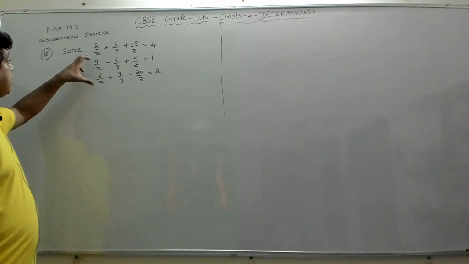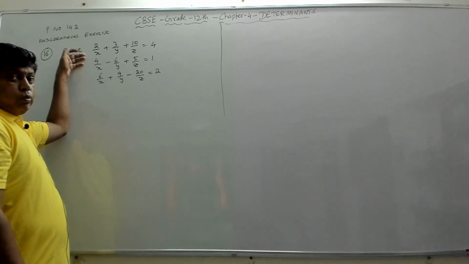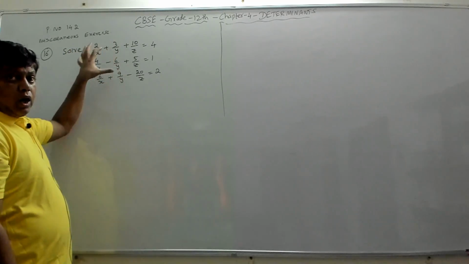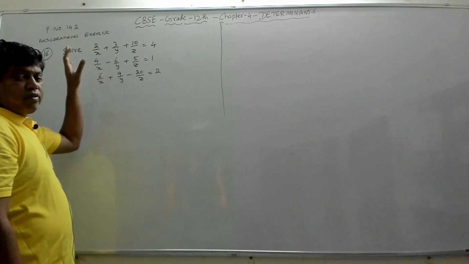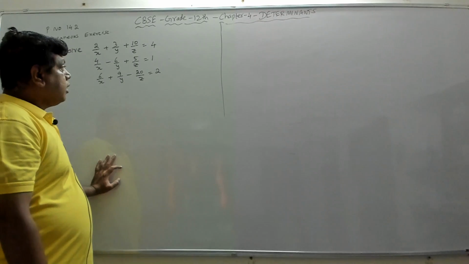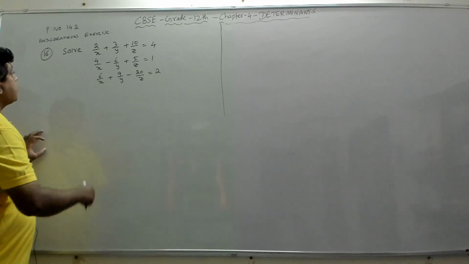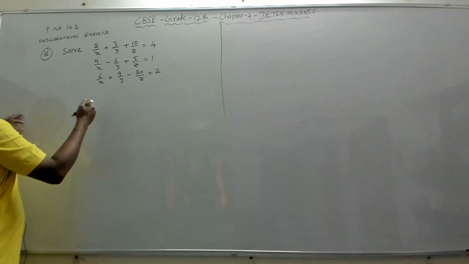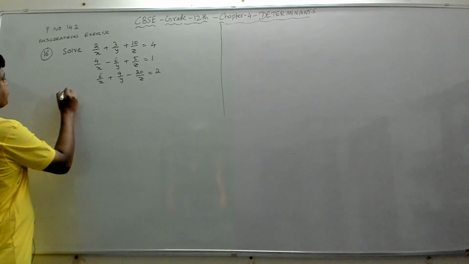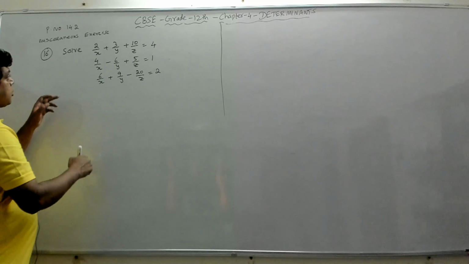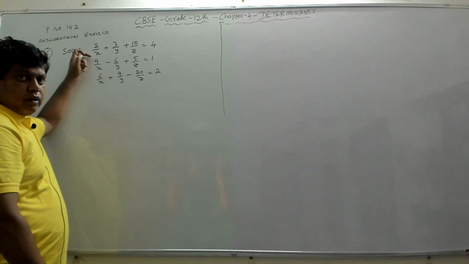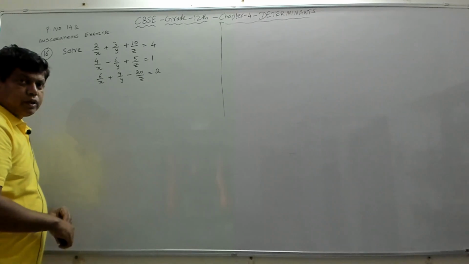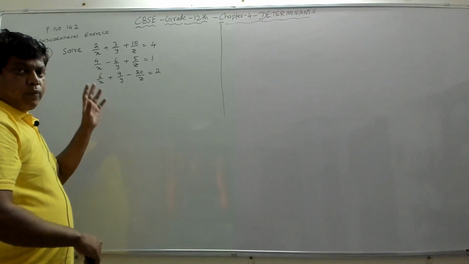Now again, this is not a linear equation because we have the variables in the denominator, right? So we need to convert this into a system of equations in three variables by making some substitution. We should not have a variable in the denominator. If we have a variable in the denominator, then it will not be a linear equation in three variables.